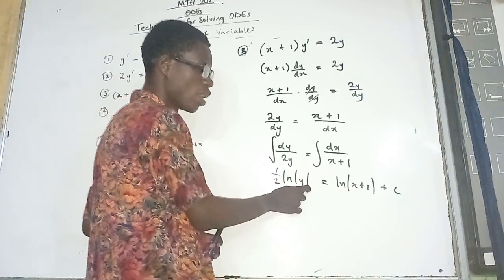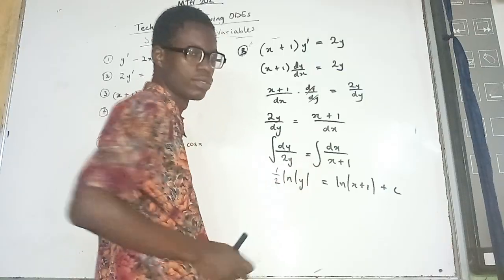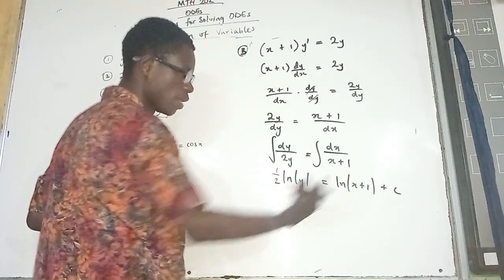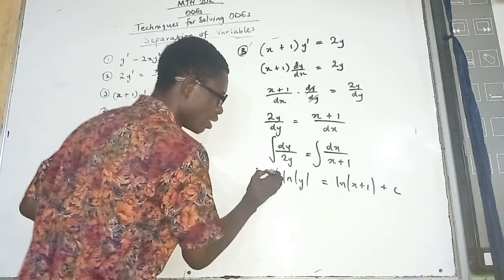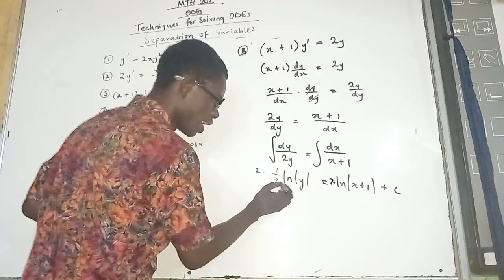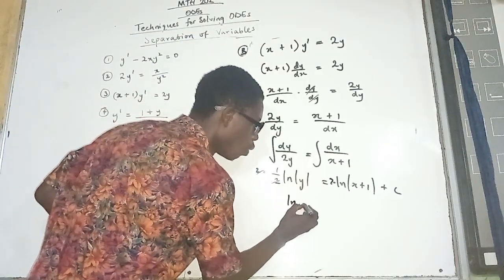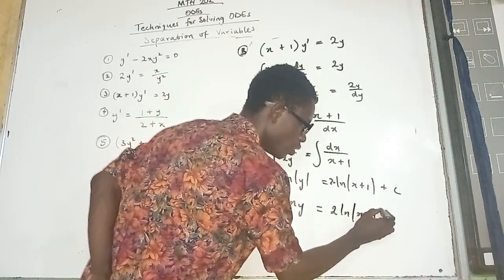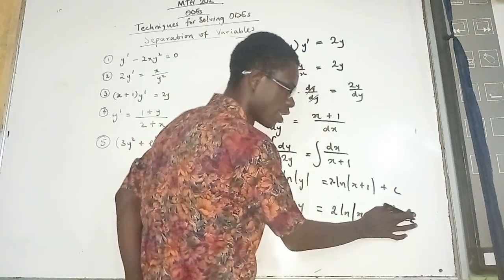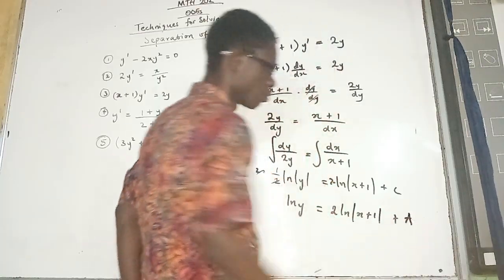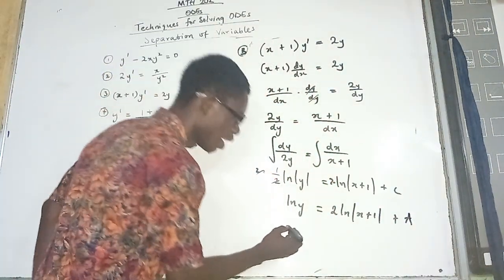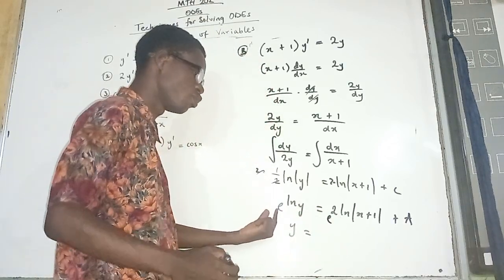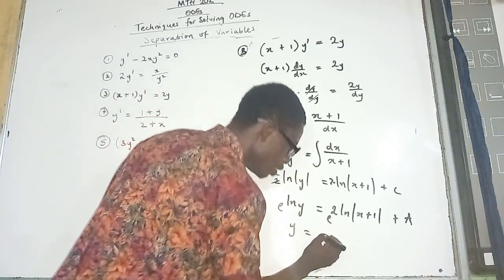Now, I need my y to be alone. I need my y to be the subject of the formula. So I simplify this equation and multiply through by 2. If I multiply this side by 2 and this side by 2, I have this cancelled out. ln y equals 2 ln of x plus 1 plus 2c, right? I can replace 2c with a. Now simplifying this, I raise both sides to the power of e, which means y equals e raised to power this.